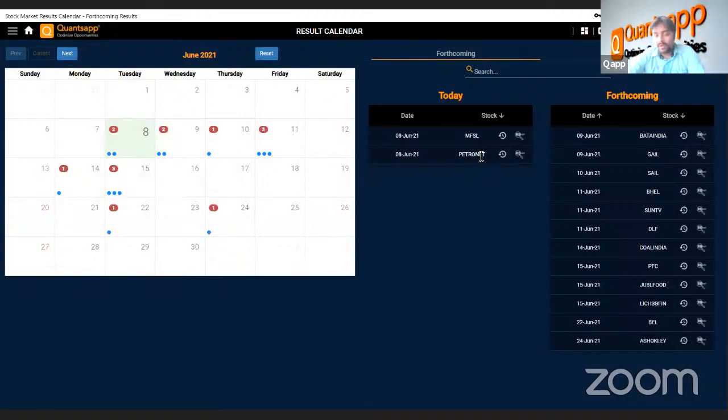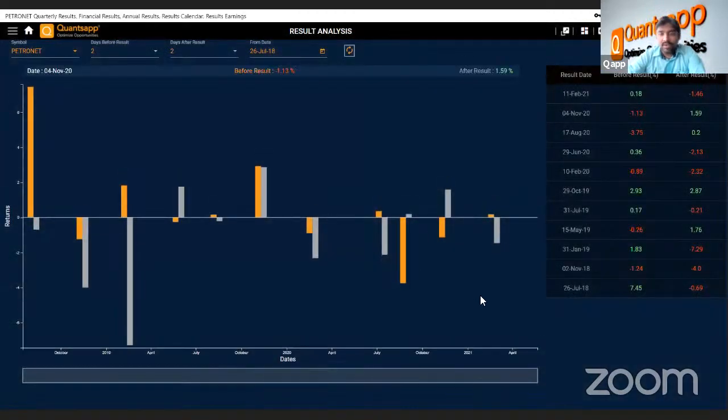Okay, so today we have a Petronet result also. So I'll click on this. Now, if I check this, I cannot see any specific pattern because it's pretty random, right? The stock is behaving very haywire before and after the result. So not a specific pattern I can see, right?